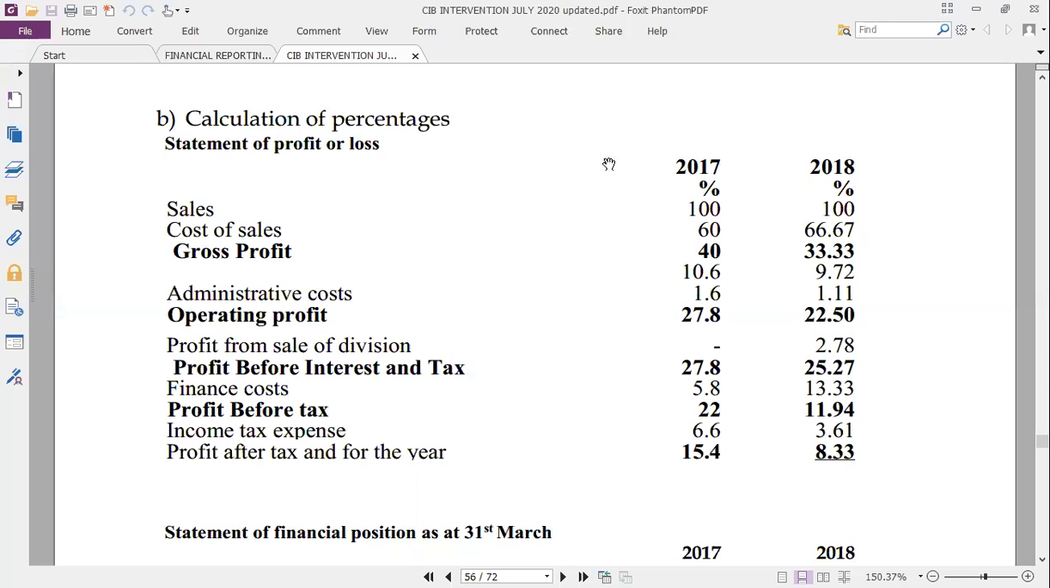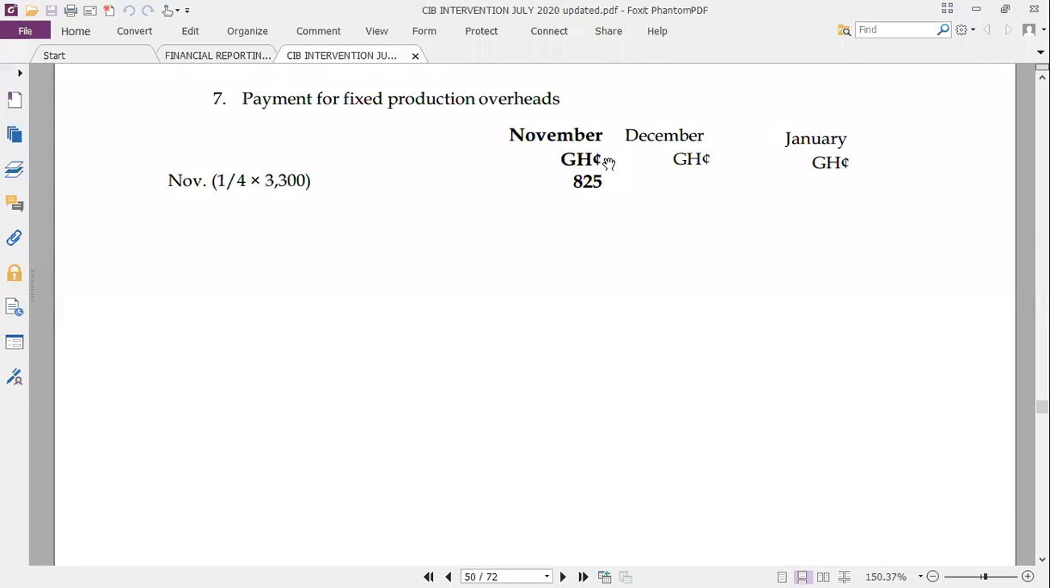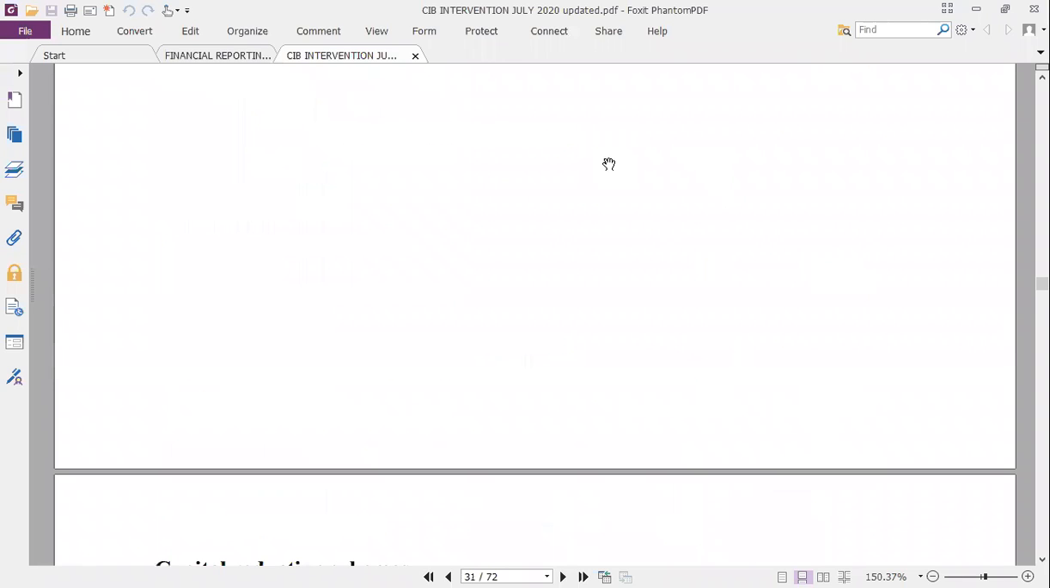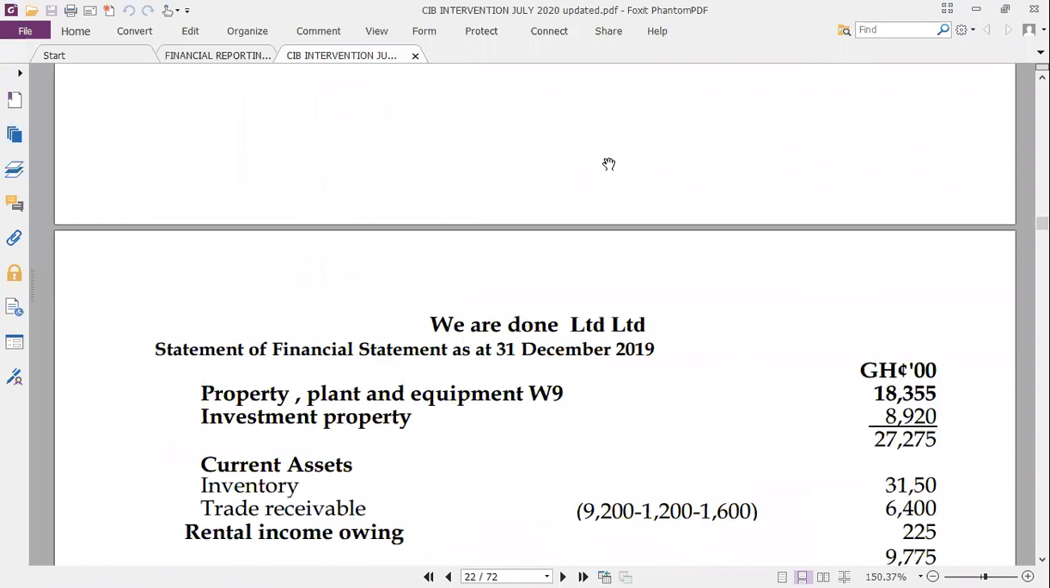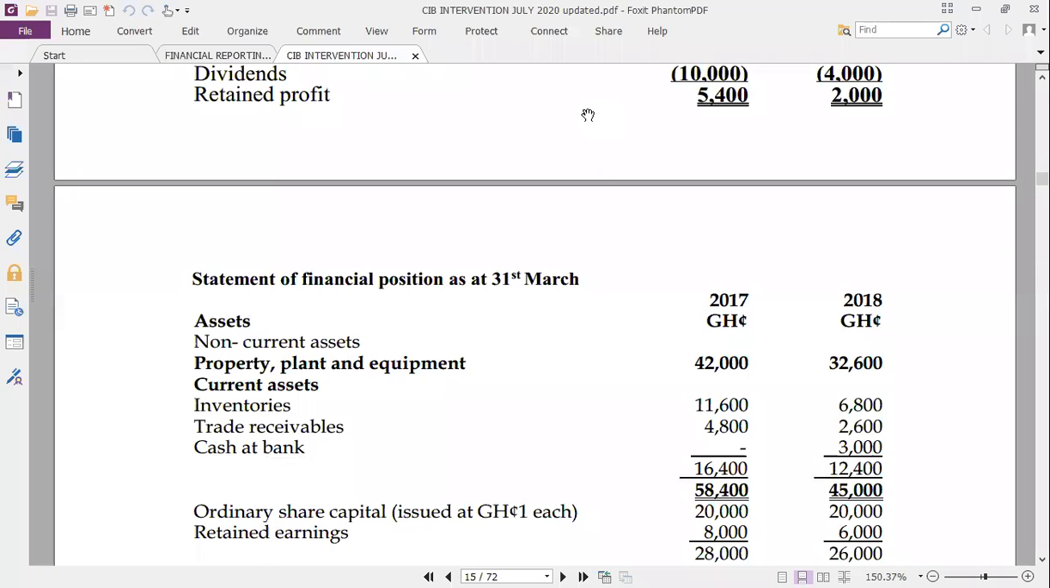So let's go to the question again. As they have arranged the question, we should go by the same thing. Financial position. Then there's a question here for us. Let's see if we can pick that one up.